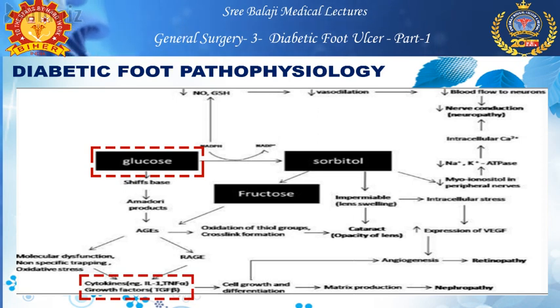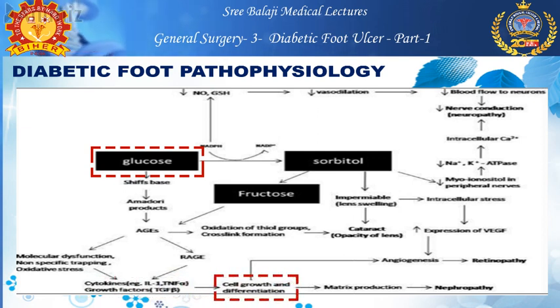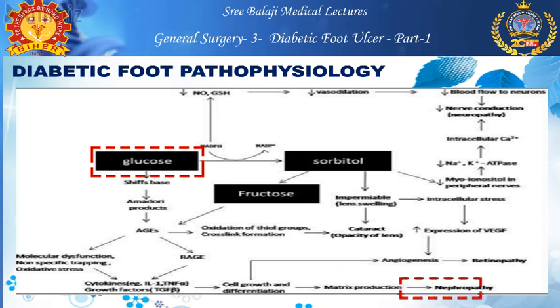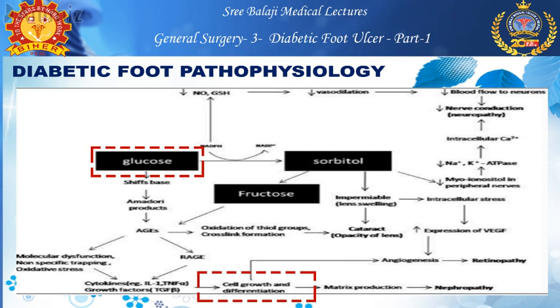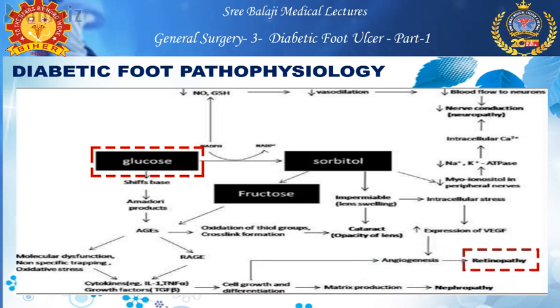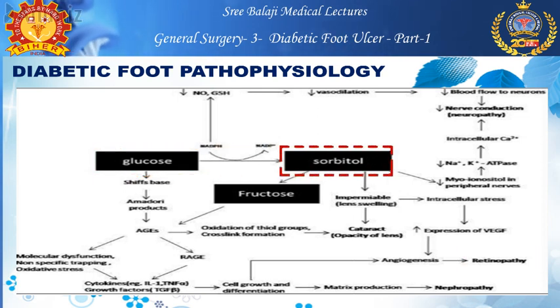What is the problem in this inflammatory response? This inflammatory response is going to produce abnormal cell growth and differentiation that can lead to abnormal matrix deposition in the kidneys, which can cause damage to the glomerular basement membrane, and the patient can develop diabetic nephropathy. Similarly, cell proliferation and differentiation can also occur in the vessels of the retina and cause increased angiogenesis, leading to diabetic retinopathy. Similarly, high glucose levels can raise sorbitol by the polyol pathway, increasing the fructose levels.